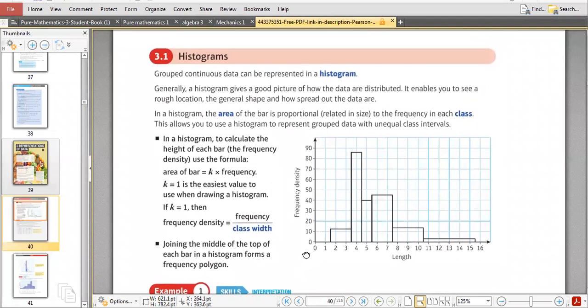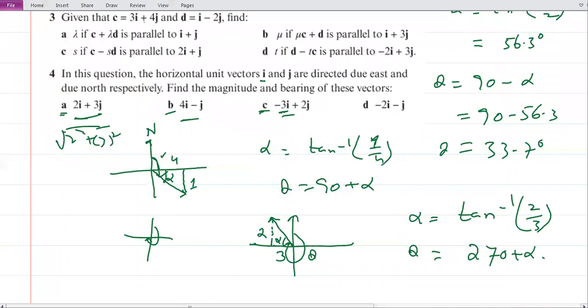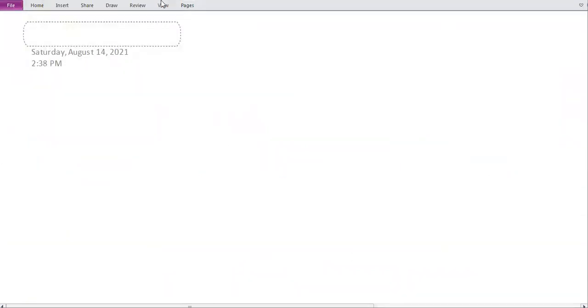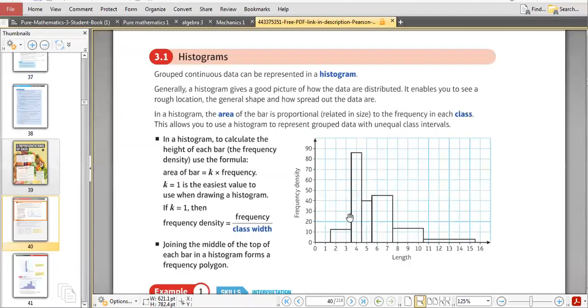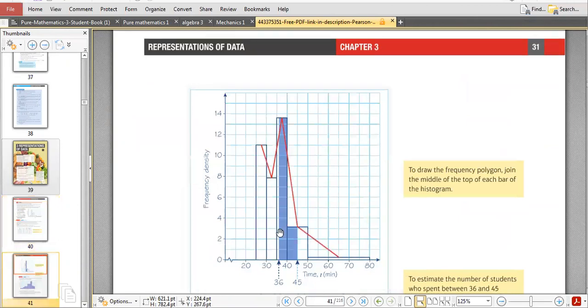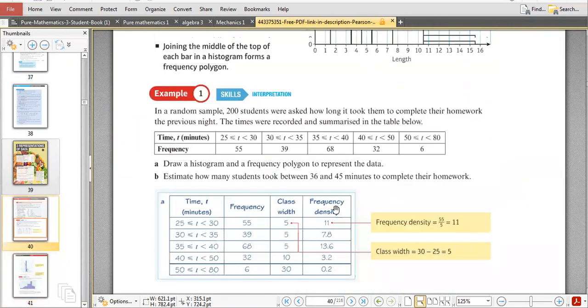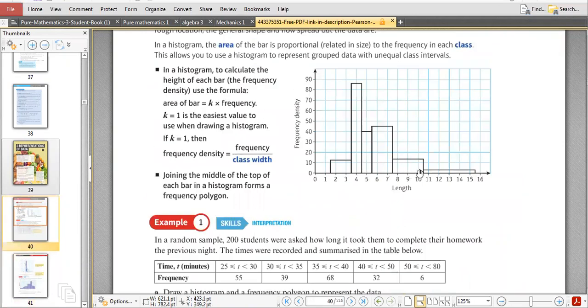Now, about the histogram. It is a graphical way of representing data. Most of the time, students confuse a histogram and a bar graph. Keep in mind, if you look at this one, this is a histogram, and this is also a histogram. In a histogram, the size of the bars can be different. There will be no gaps between the bars.